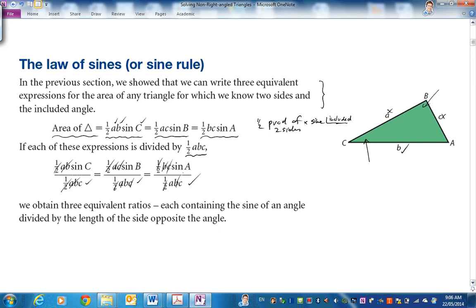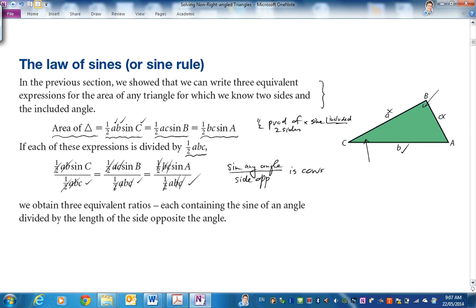B and c cancelling. So you get the sine of the angle over the side opposite is constant. Okay, could we write that in words? A generic result again. The sine of any angle in the triangle divided by the side opposite is constant. Okay, they're all the same.